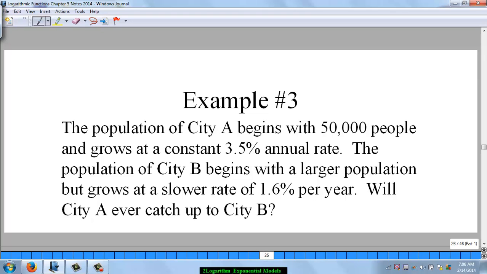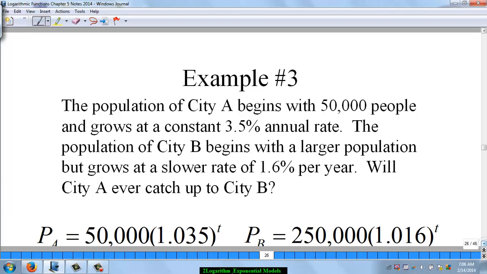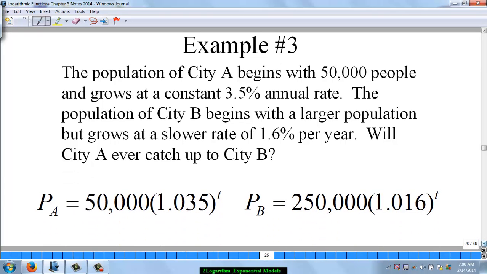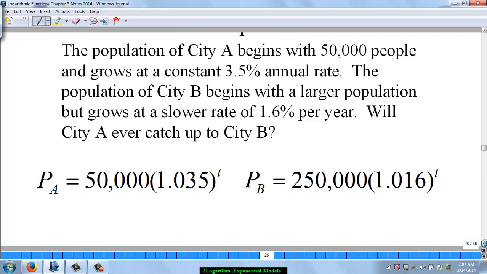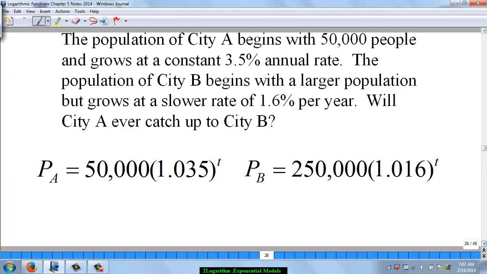Okay. Example 3. The population of City A begins with 50,000 people and grows at a constant rate of 3.5%, and it's annual. So as you can see, we're using the A, B to the T formula. And the population of City B begins with a larger population of 250,000 but grows at 1.6% per year. The question is, will City A ever catch up to City B? So even though this is growing faster, this is growing slower, this started out with a lot more people.